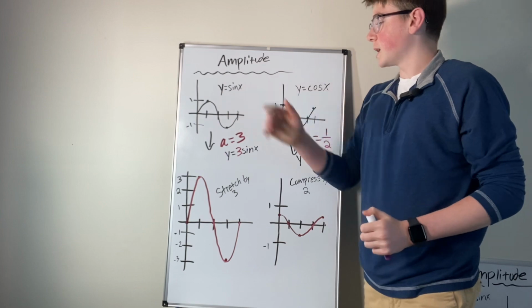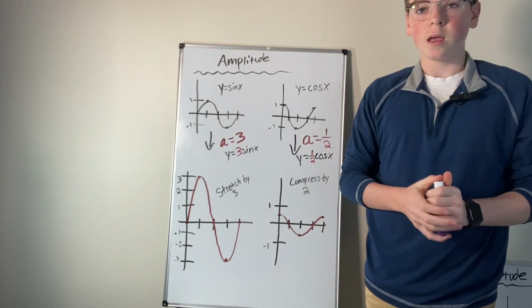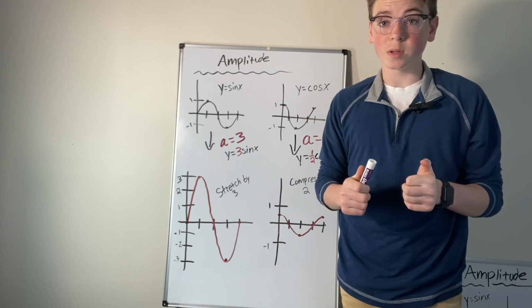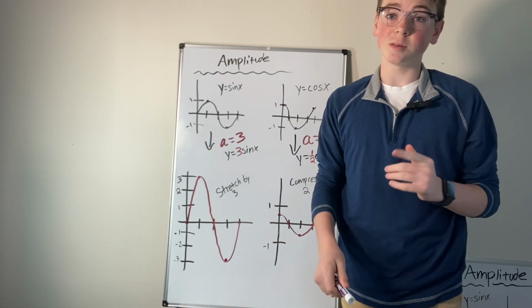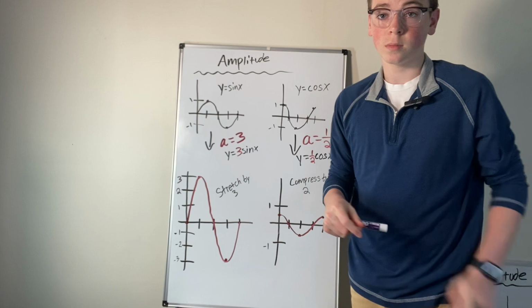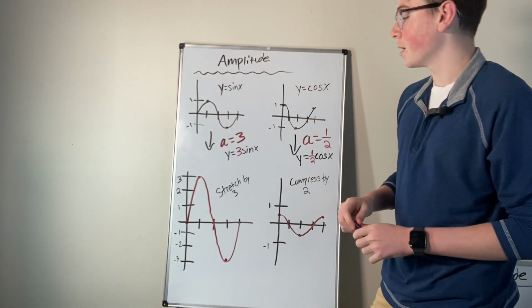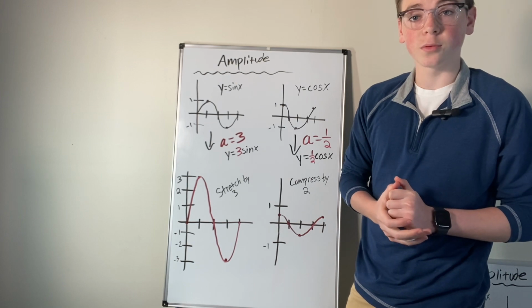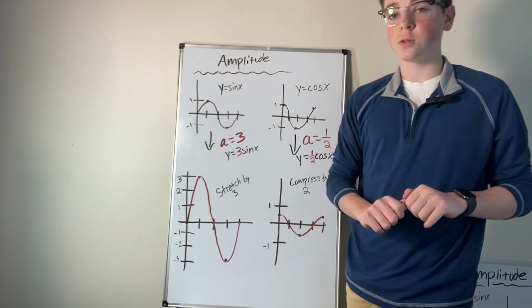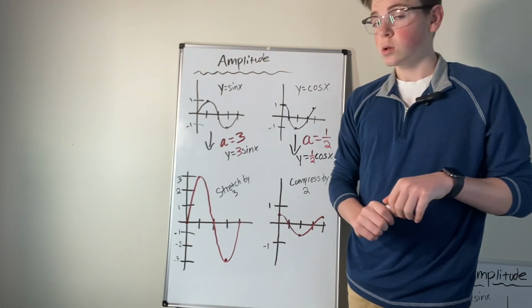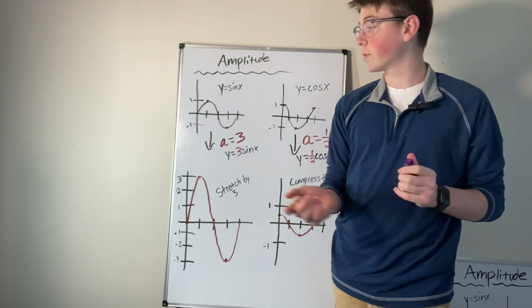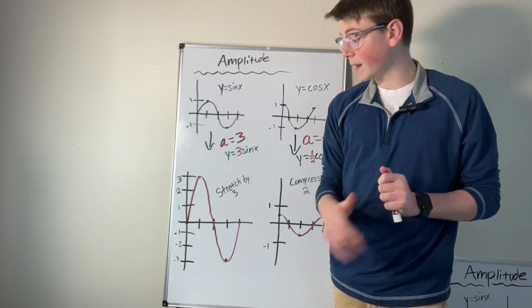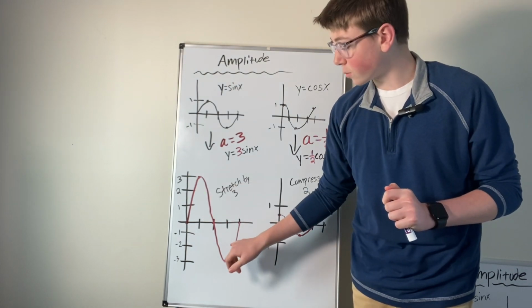Amplitude. So we have y equals sine x and y equals cosine x. And there are two ways to do amplitude. There are positive amplitudes and there are negative amplitudes. Negative amplitudes will come on this next whiteboard. So if we say y equals sine x and we make the amplitude 3, then we have y equals 3 sine x. So what that 3 is, it's a stretch by 3. Instead of just going 1 up and 1 down from the midline, it is going 3 up and 3 down from the midline.